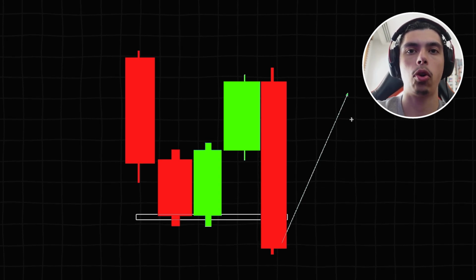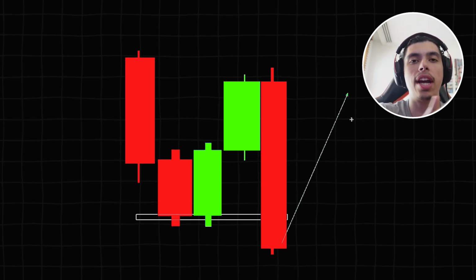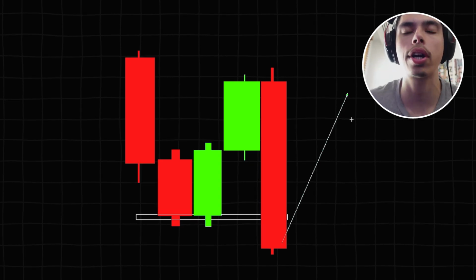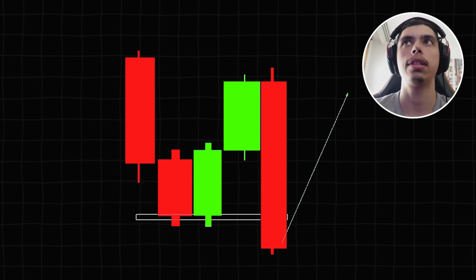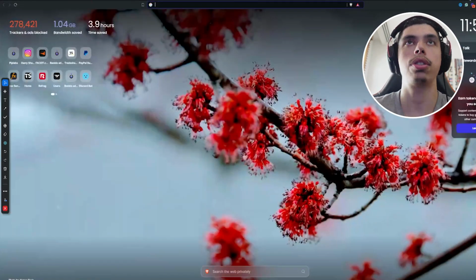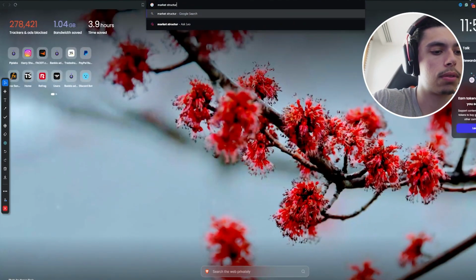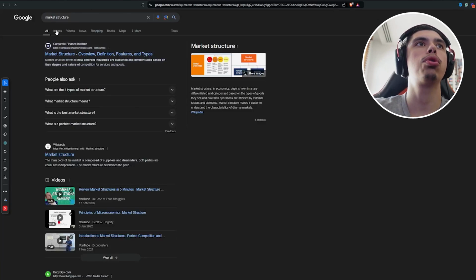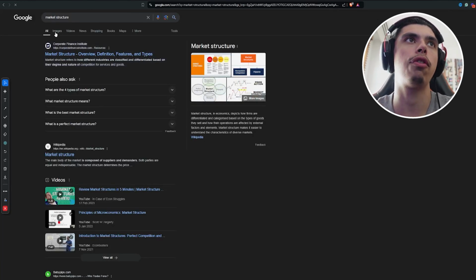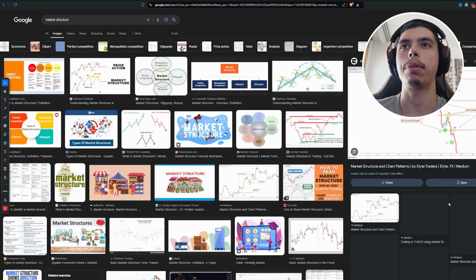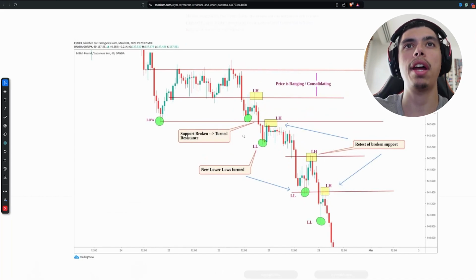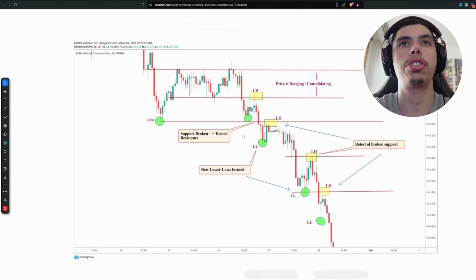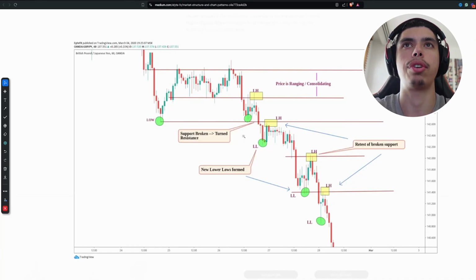Now I want to completely change the way you look at trading and market structure, and this is probably going to be an eye-opener. Let me clear these drawings and Google search market structure. We hop into images and find any old picture of market structure, something like this from a Medium article, someone's article on understanding market structure. It's a random picture online: support turned resistance, lower lows, lower highs, we're in a downtrend.